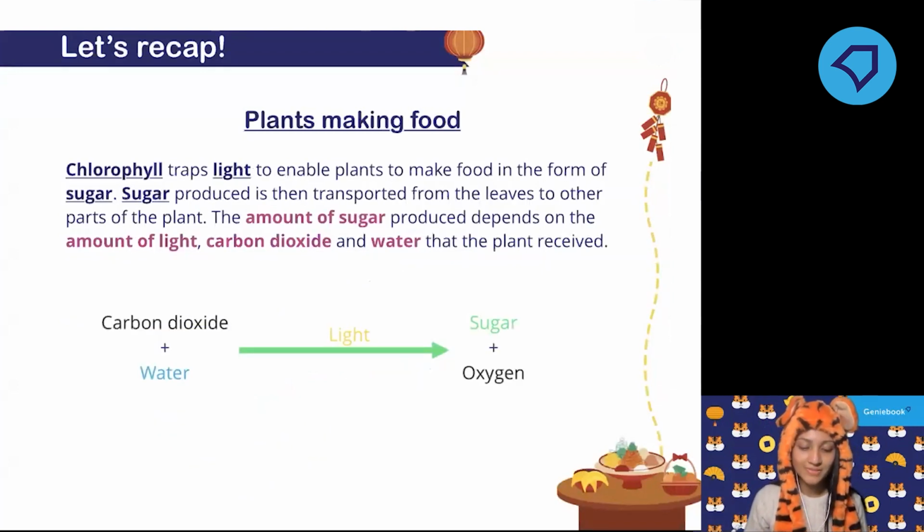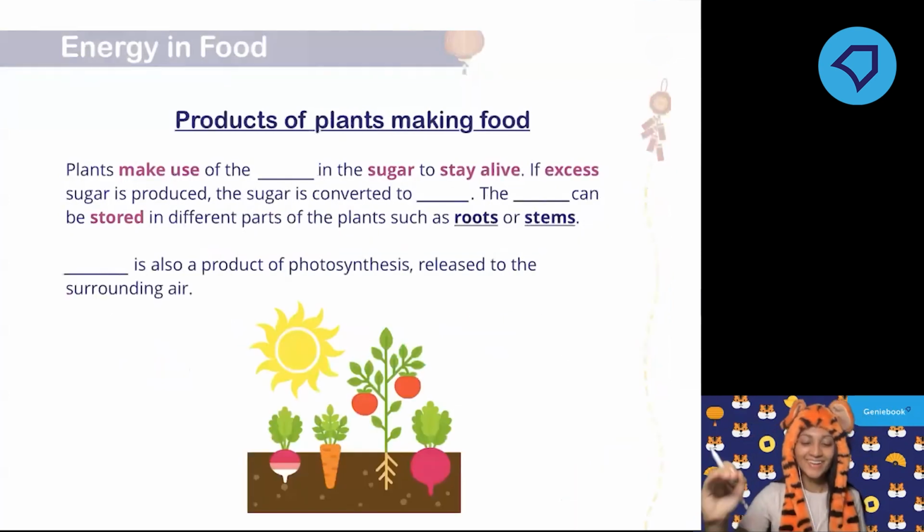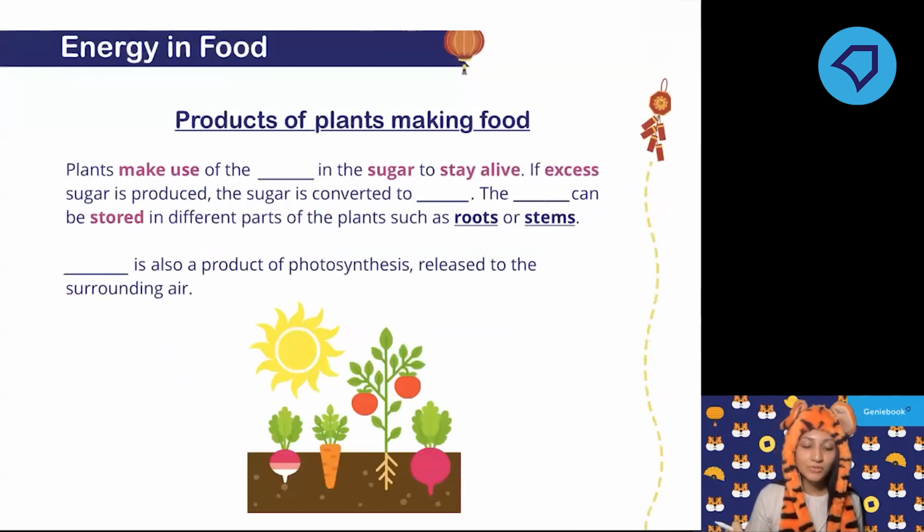Plants making food. Chlorophyll traps light, which enables them to make food in the form of sugar. This is a simple equation to showcase what happens during photosynthesis. Basically, you have carbon dioxide plus water, and then this big arrow here with light. This light can come from the sun, and can also come from artificial light. And as a product of it, it will form sugar and oxygen. Plants make use of the what in the sugar to stay alive.